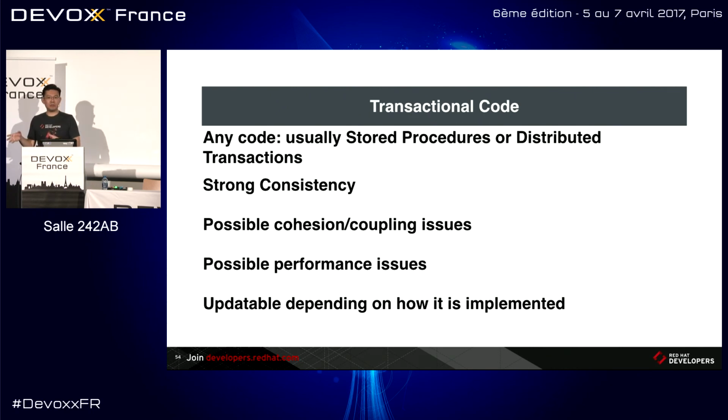Transactional code is kind of the same use case as triggers. When I say code, it can be any code. It can be distributed transactions. It can be stored procedures. Again, you have transactions, so you have strong consistency. You might have cohesion and coupling issues because it's code, possible performance issues too, and it's updatable depending on how it's implemented, because it's just code. You can do it however you want. But again, it's pretty impractical if you have more than one microservice in your system, because you have coupling issues and you have cascading changes. And the more endpoints you have, the lower the performance. So if you have too many artifacts, it quickly becomes impractical.